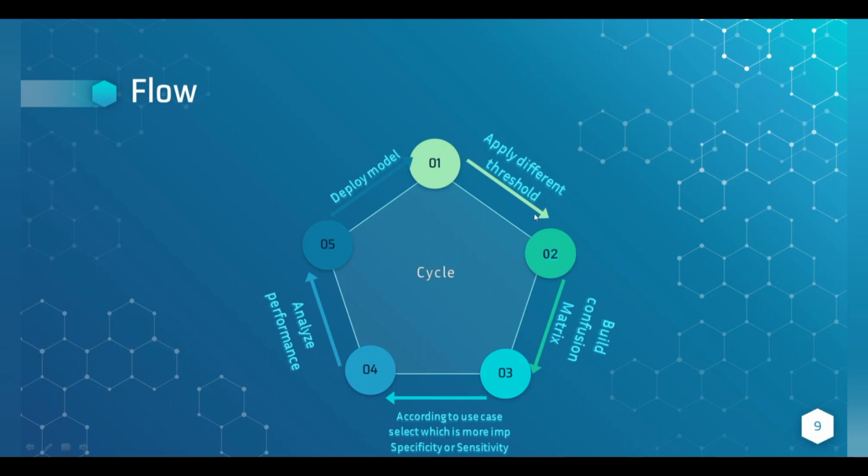Apply different threshold values, then build the classification confusion matrix. According to the use case, select which is more important: precision, recall, specificity or sensitivity. Then analyze the performance of your model, and then finally deploy your model.